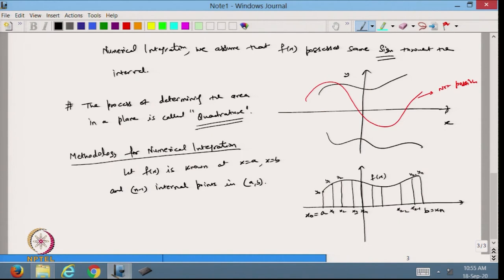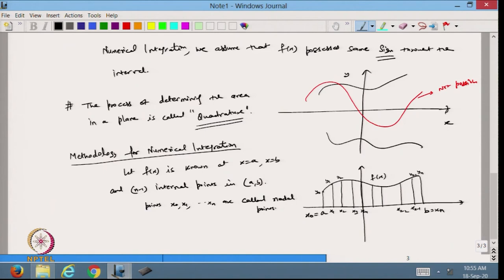So, in this case, what I have done is I have divided the whole interval into n sub intervals, and these points x 0, x 1 up to x n are called nodal values.